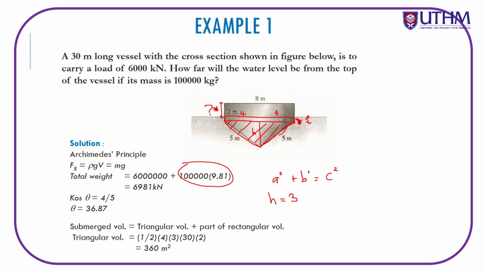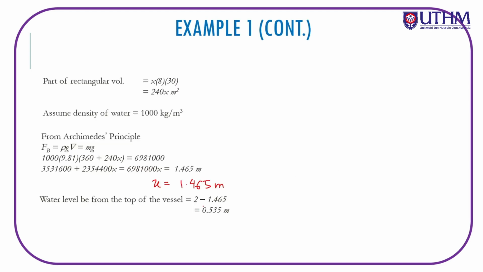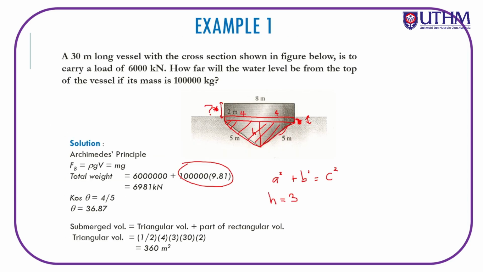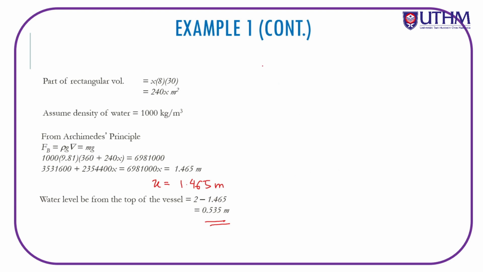Okey. So 1.465 meter ini adalah distance ni. Distance rectangular yang pendek ni. So apa yang soalan nak tadi adalah daripada atas sampai ke water level. So kita dah tahu yang atas sampai ke bawah rectangular part ni adalah 2 meter. So kita tolak 2 meter tolak 1.465 meter, kita dapat 0.535 meter. Dan 0.535 meter ini adalah distance ini, daripada atas sampai water level. Okey.